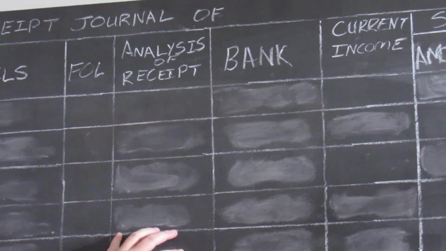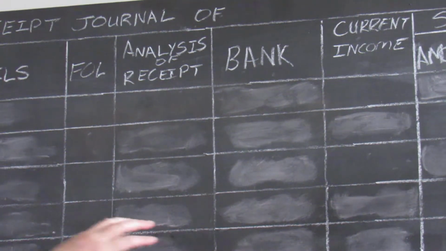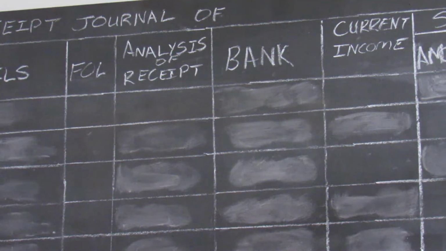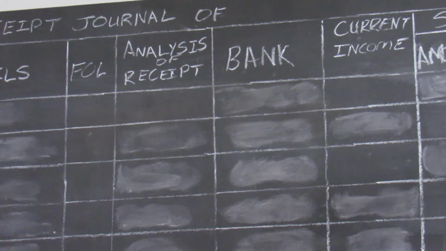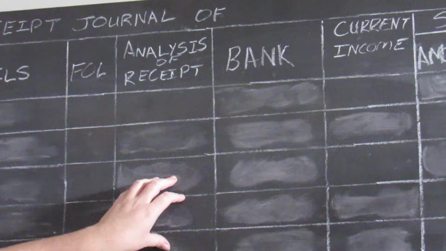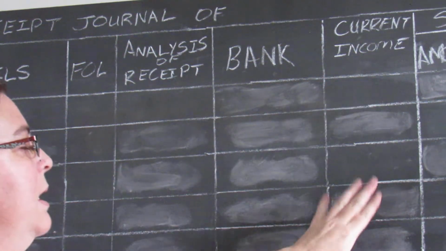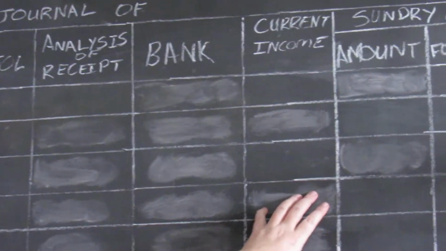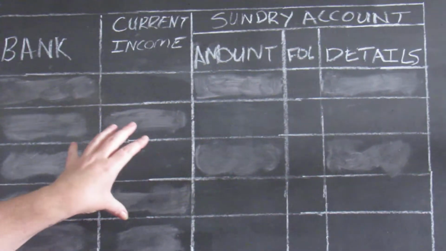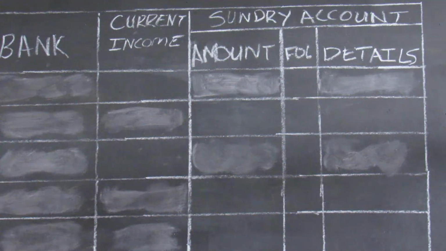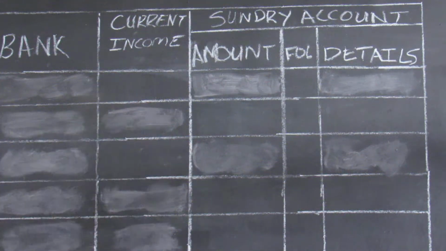Analysis of receipt. Now analysis of receipt you take as your cash register in your business. So it's not your bank. It is literally as you walk through the door and you go to the till to pay someone, that is your analysis of receipt column. Bank, all the transactions get recorded in the bank so you know what money goes into the business. Current income, this column is used for any services that you do. So if you are a service business and you give a service like a gardening service or a carpet cleaning service, this is the column that you will use to record all your income.